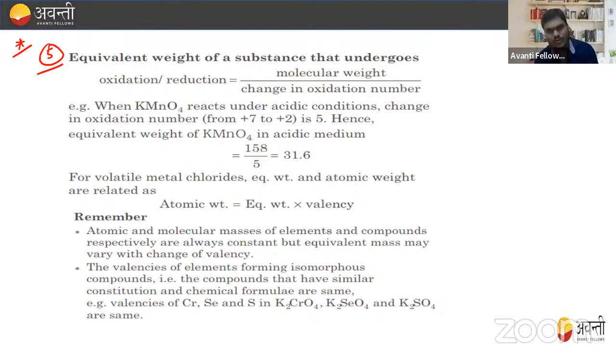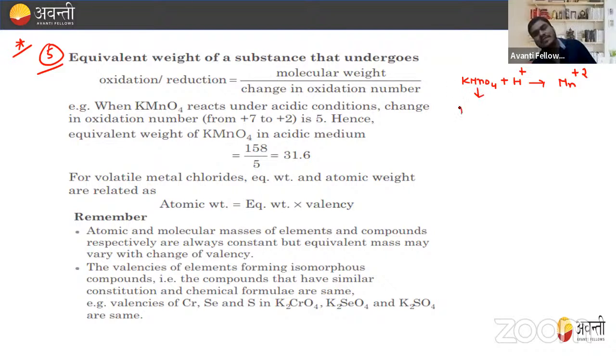Molecular weight. Now, what is it divided by? Molecular weight divided by the change in the oxidation number, right? Now, we know that when KMnO4 reacts in acidic medium, H plus, it converts into Mn plus 2, right? So here the oxidation state of Mn is what?